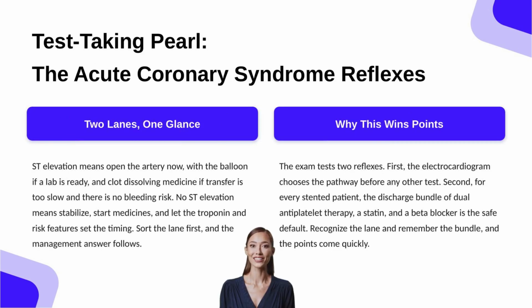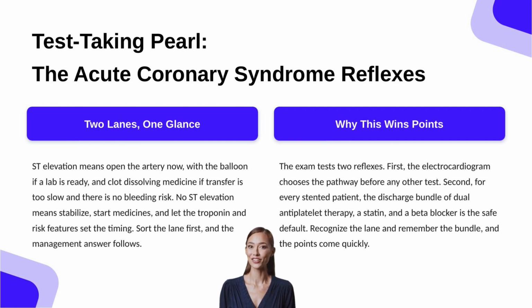Here is the pearl that ties everything together. Think in 2 lanes and decide the lane with one glance at the electrocardiogram. ST elevation means open the artery now. Use the balloon if a catheterization lab is ready, and use clot-dissolving medicine if transfer would be too slow and there is no bleeding risk.